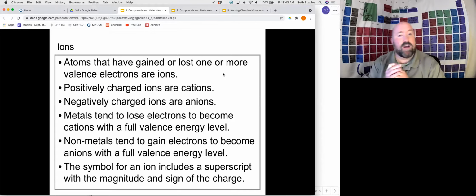As we've talked about already, atoms that have gained or lost one or more valence electrons are called ions. Positively charged ions that have lost electrons are called cations. Negatively charged ions that gain electrons are called anions.